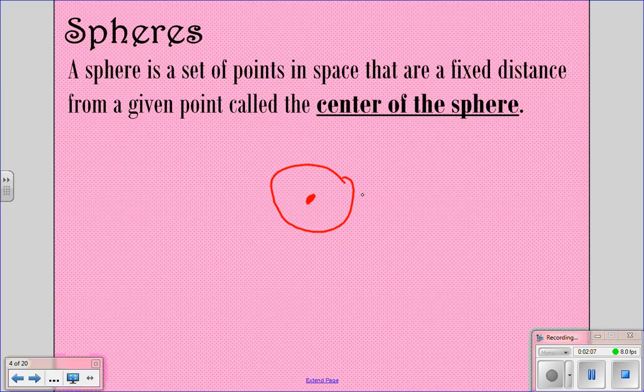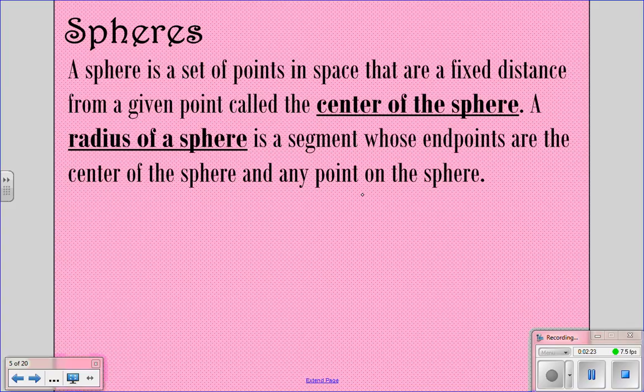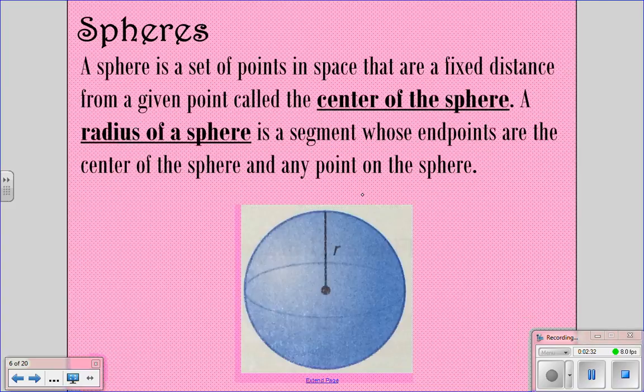Then a sphere is basically you take a circle and you turn it into a 3D figure. You spin it around and it makes your sphere. And so all of the points on the sphere are a fixed distance from the center of the sphere. And it's still called the radius. So a radius of a sphere is a segment whose endpoints are the center of the sphere and any point on the sphere. And so there's an example of a sphere, and the radius, you go from the center out to the edge.